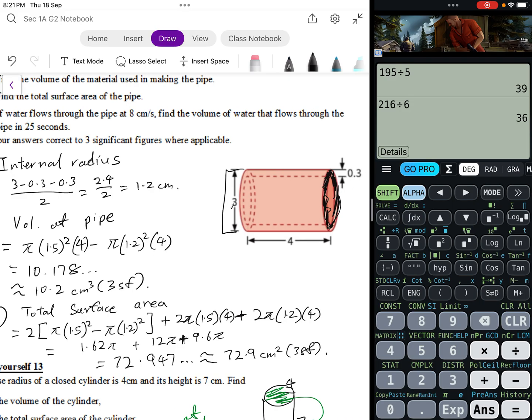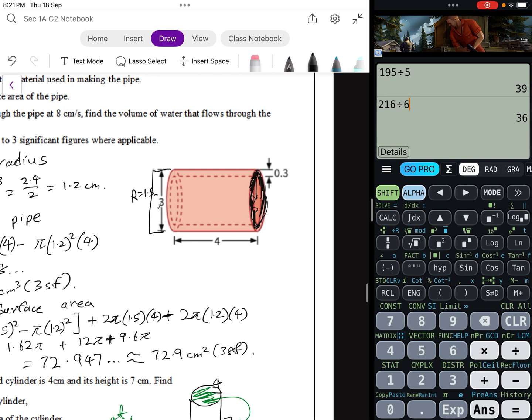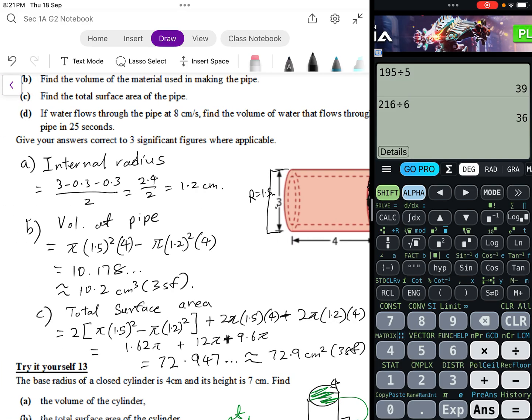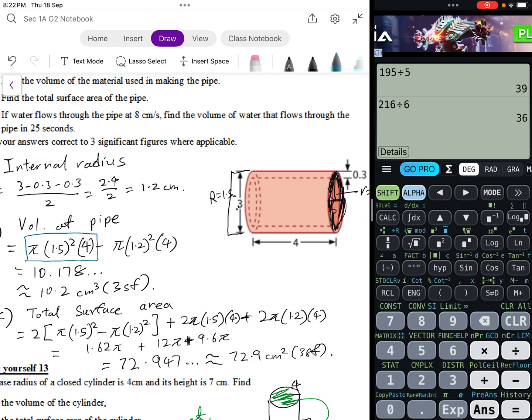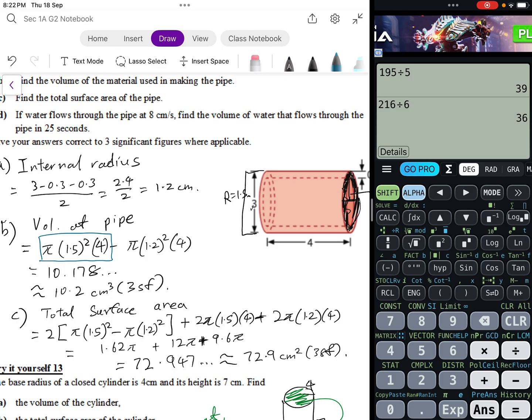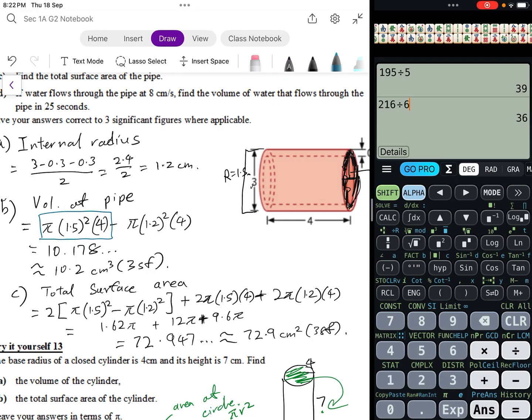The bigger cylinder, the radius is 1.5. The smaller one, radius here is 1.2. So when we sub in our values, this is the bigger cylinder, area of circle times your height. Both of them are 4. Minus the smaller one. This time I just use pi straight away to find the answer because they want it correct to 3 significant figures. So I get 10.172, rounded to 3 significant figures, 10.2.